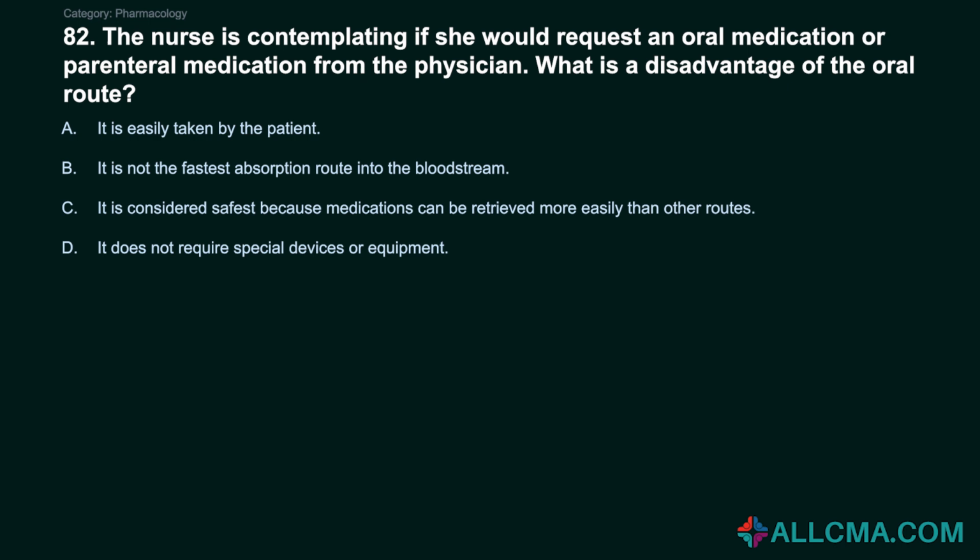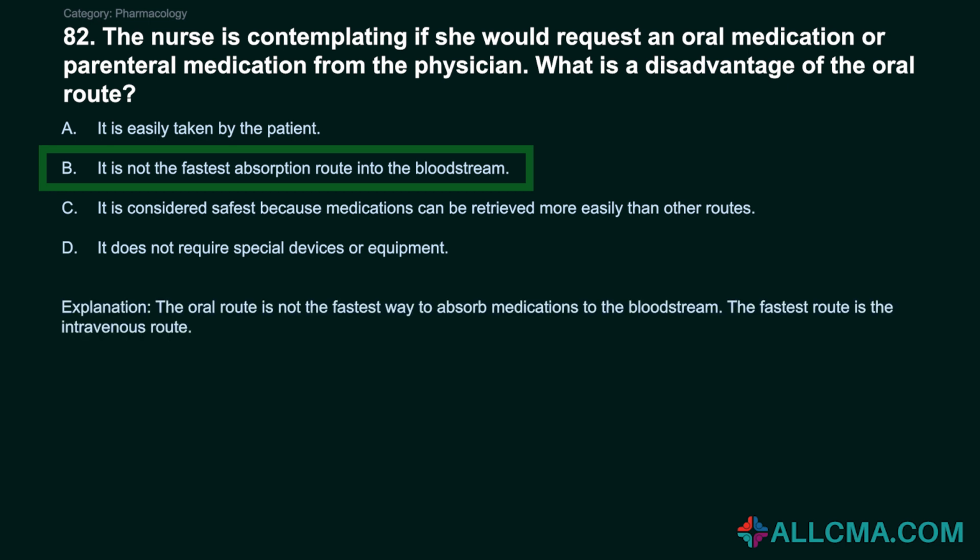82. The nurse is contemplating if she would request an oral medication or parenteral medication from the physician. What is a disadvantage of the oral route? A. It is easily taken by the patient. B. It is not the fastest absorption route into the bloodstream. C. It is considered safest because medications can be retrieved more easily than other routes. D. It does not require special devices or equipment. Correct answer: B. The oral route is not the fastest way to absorb medications to the bloodstream. The fastest route is the intravenous route.